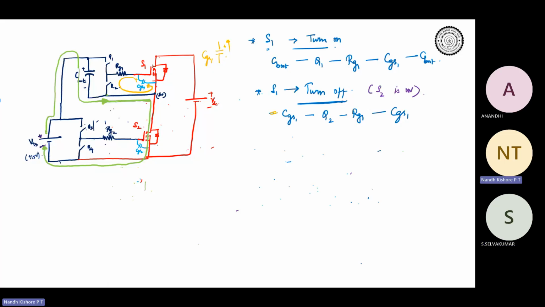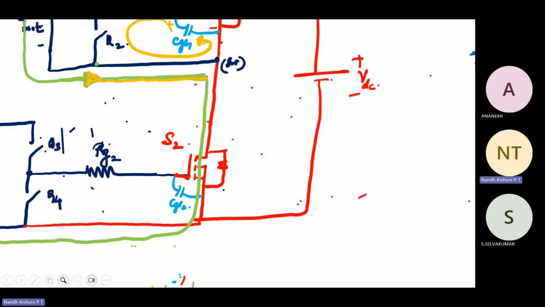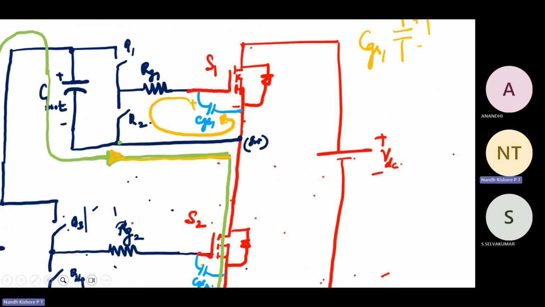As far as the charging current of C boot is concerned, it came from VDD, C boot. It came till this point. Now it can either directly go to the switching node or it can go through Q2, RG1, CGS1 and then the switching node. You tell me which is the least resistance path.